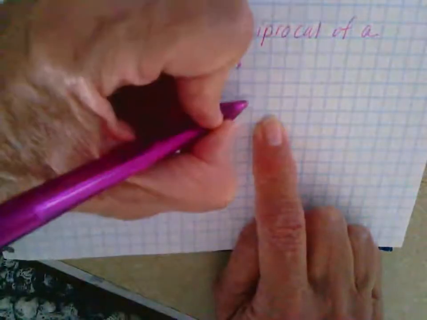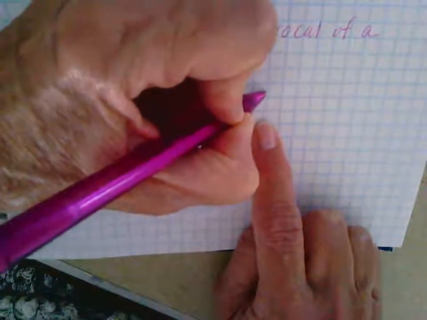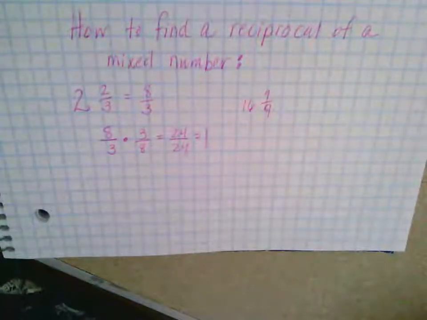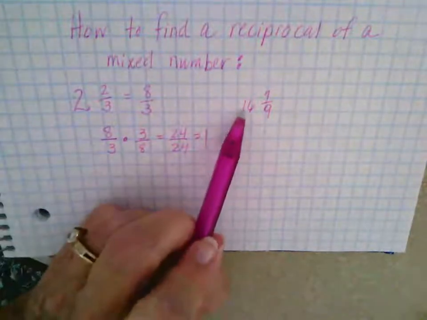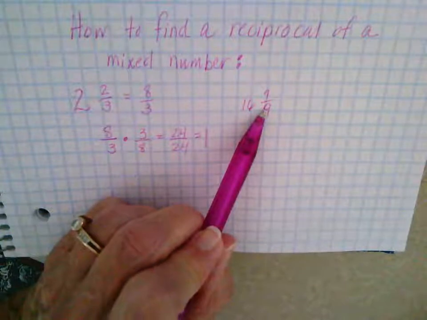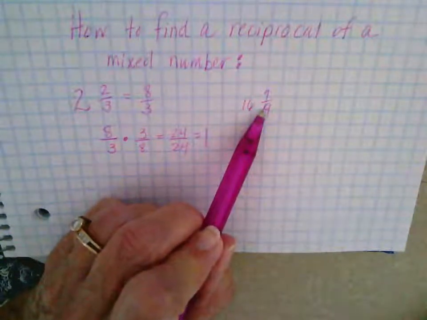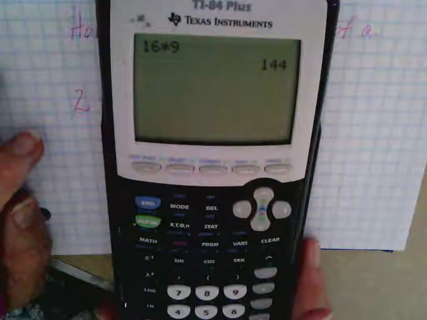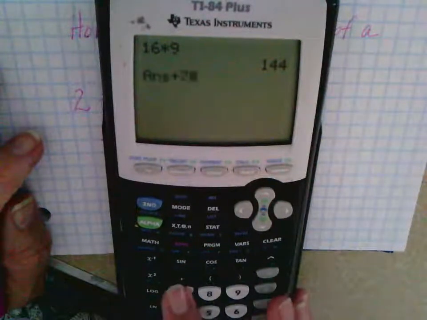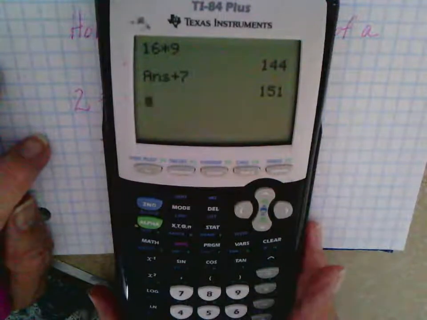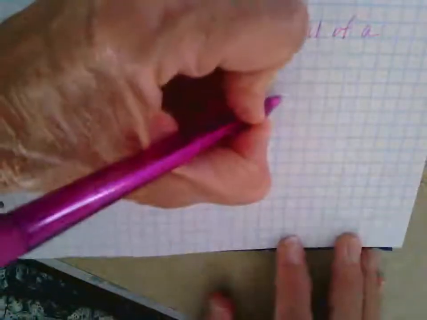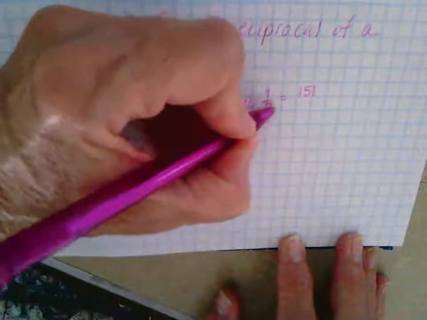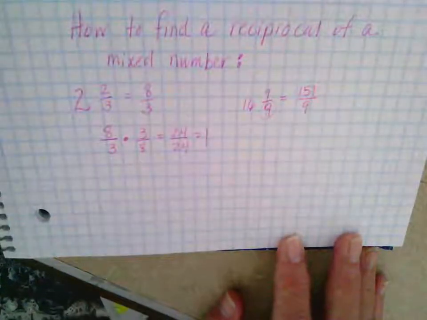This is actually number 25 on your worksheet. 16 7/9. So to use my algorithm, I'm going to multiply 16 times 9, and I'm going to use a calculator to do that. And then I have to add 7. So 16 times 9 is equal to 144, and then I'm going to add my 7. So that comes out to be 151. That is my numerator, 151. My denominator stays the same, and that's 9.